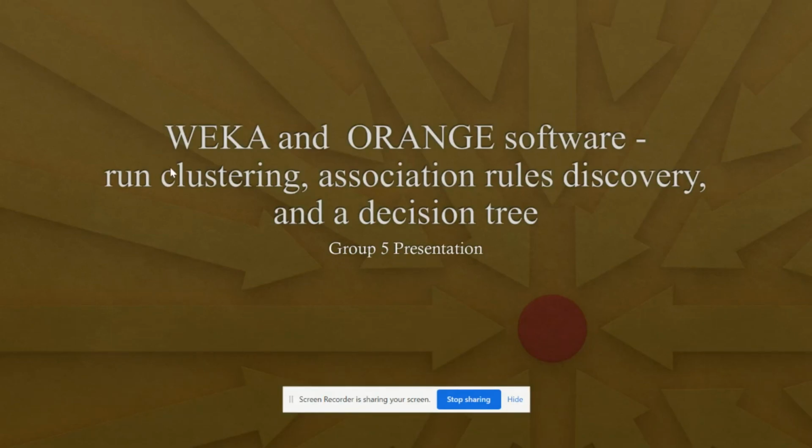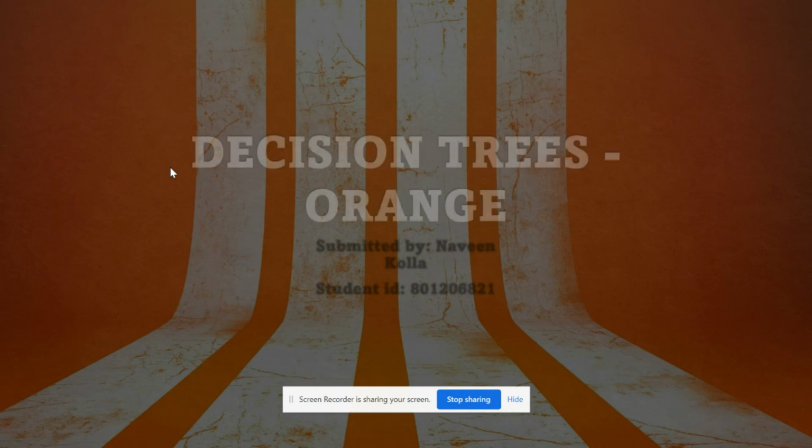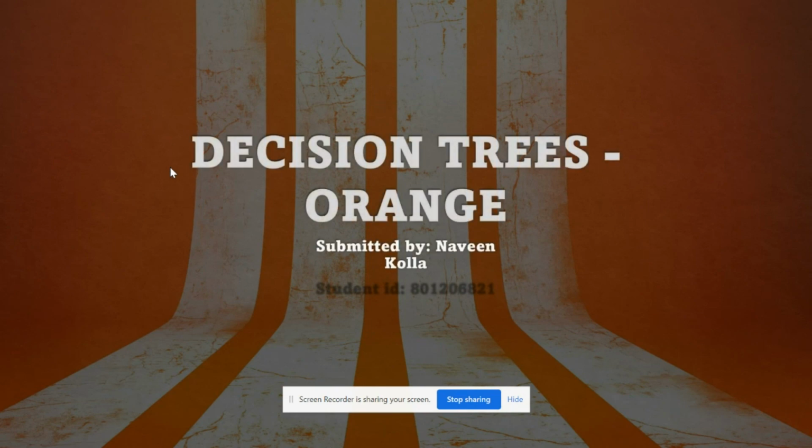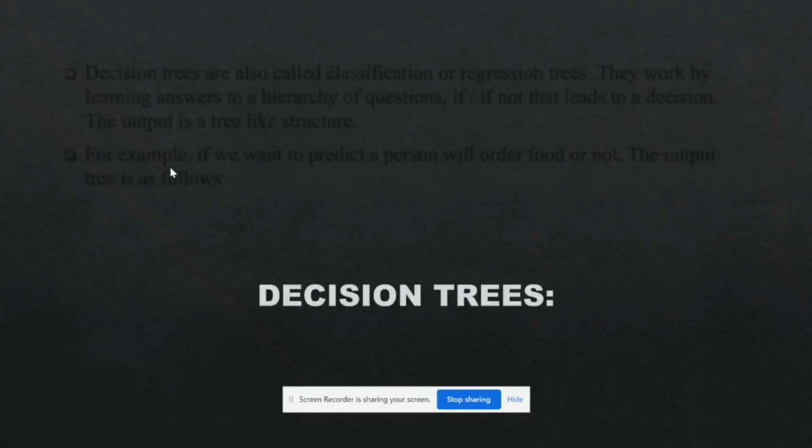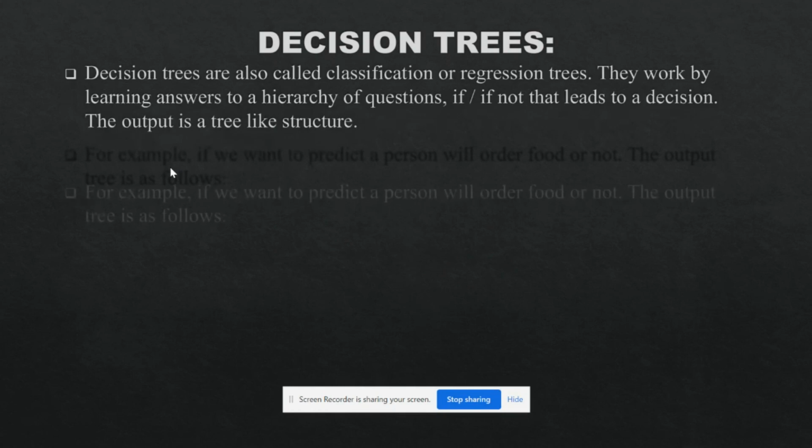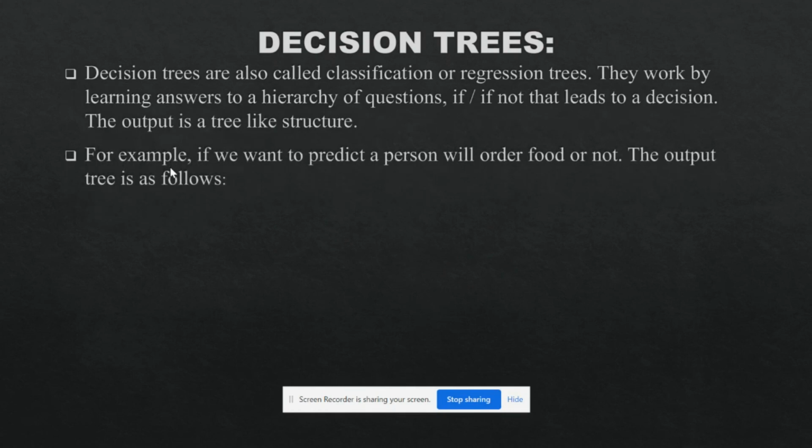Hi everyone, I'm Naveen Kola from Project Team Fire. Today I'm going to present my group's project, Weka and Orange software, to run clustering, association rules discovery, and decision trees. Today I'm going to tell you about decision trees and also how to get decision trees using Orange software. So what are decision trees?